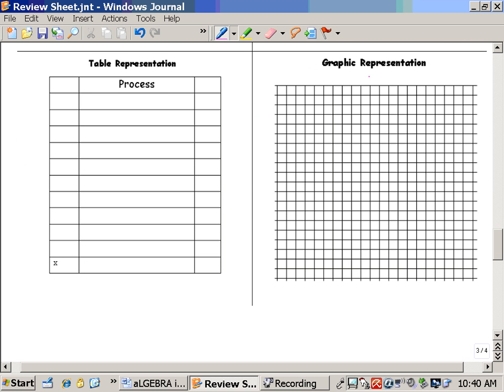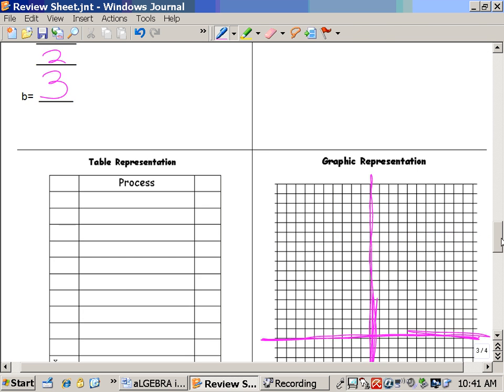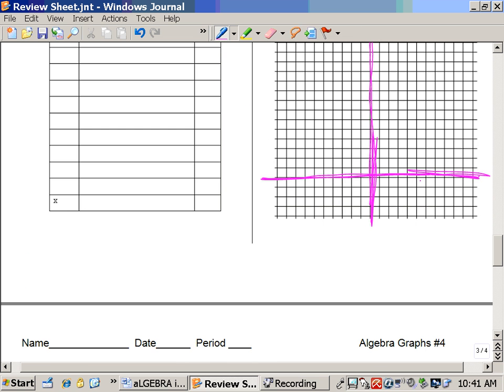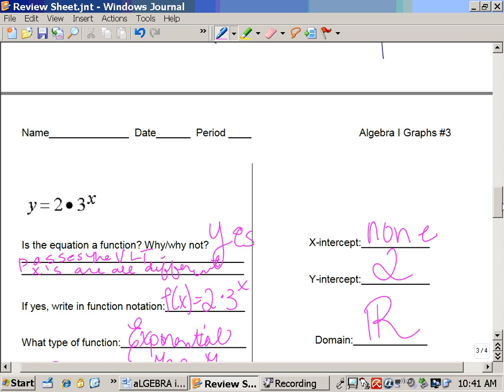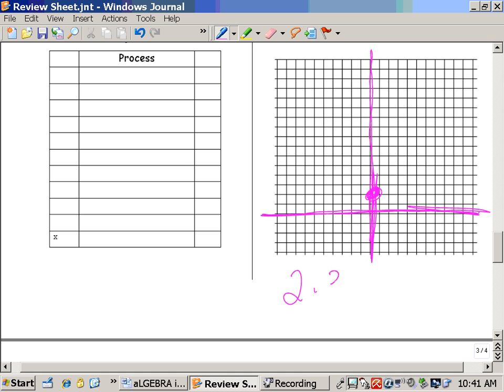Now, since I'm doing exponential, I'm going to do all 4 quadrants, but I know it's going to go kind of up high, so I'm going to make the graph look like that. Where does your graph start? 2. So I'm going to go 1, 2, and put a dot. Okay, so it's 2 times 3 to the x.